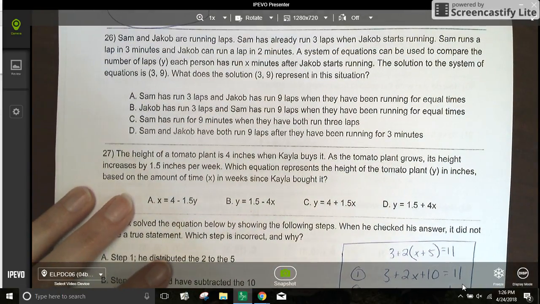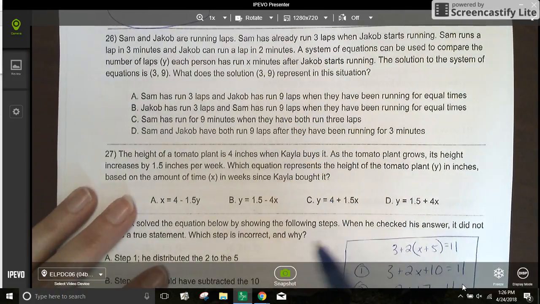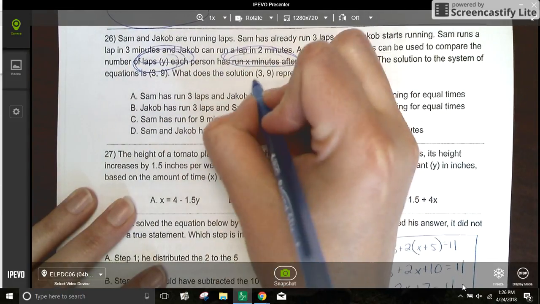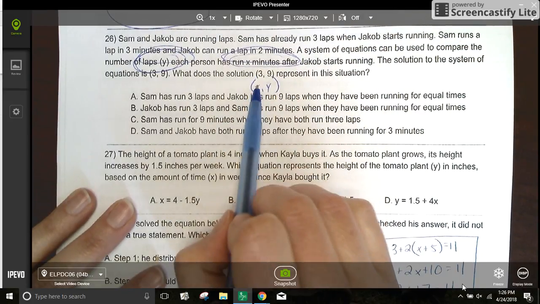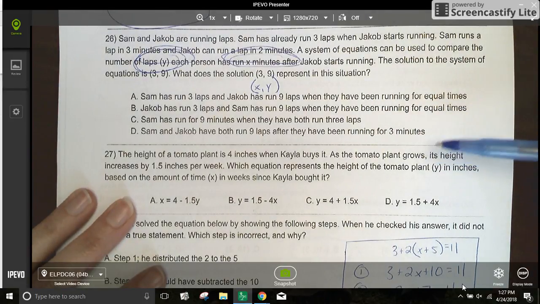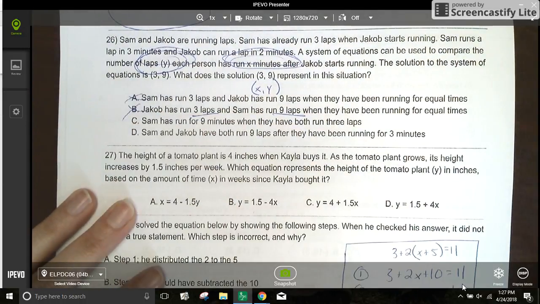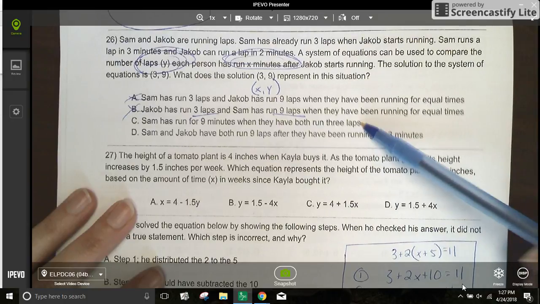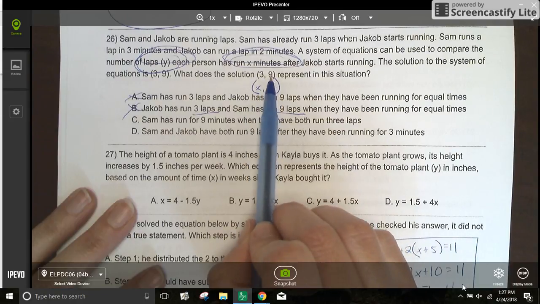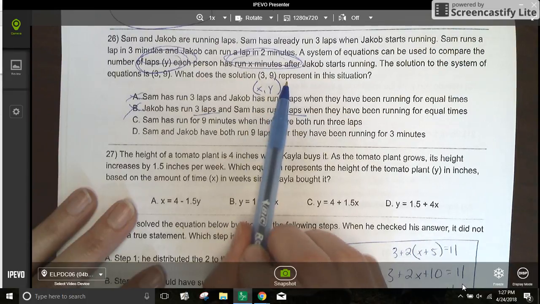26, read it. It can be really confusing. You're really not trying to solve for anything. They just tell you that Y is the number of laps, X is the number of minutes. So in this, 3 and 9, 3 has to deal with minutes and 9 has to deal with laps. When you read through all these explanations, A and B are telling you something about laps and laps. So they're out because they're not talking about minutes at all. For C, they tell you 9 is the minutes and 3 is the laps. Well, that's not true. 9 is the Y, so that's laps, and 3 is the minutes. So the only one that tells you 3 is minutes and 9 is laps is D.